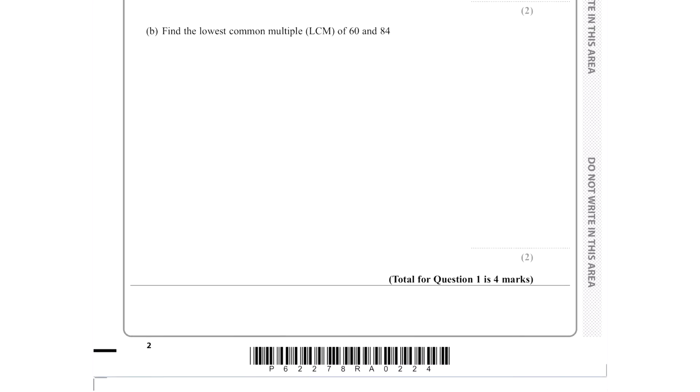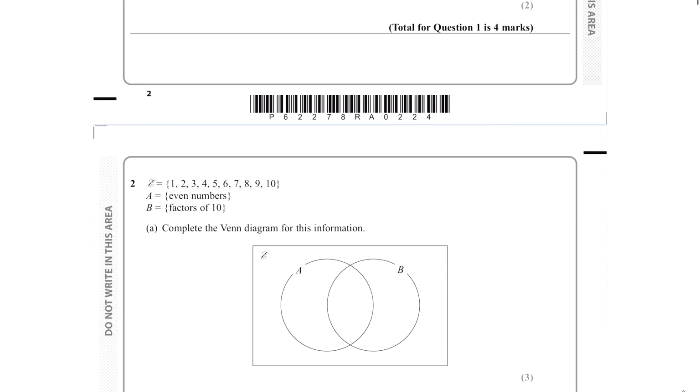Part B, find the lowest common multiple of 60 and 84. So we can list out some timetables for these. So that's going to be 168. We can use a calculator for this, so just keep typing some numbers. I started with the 84 because I know the 6 times table, and I can see in the 6 times table that occurs. So we can write that as 420 because 6 times 7 is 42. So in that case, 60 times 7 will give us 420.